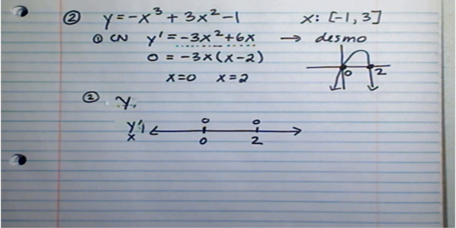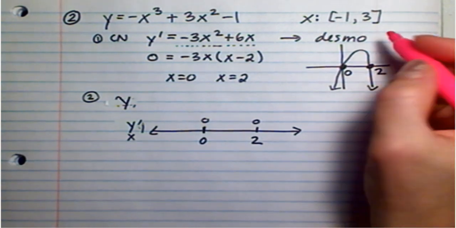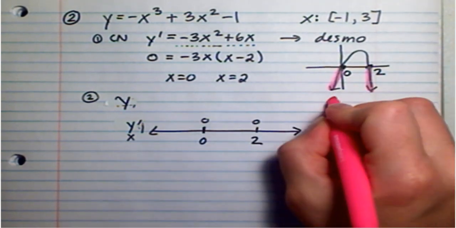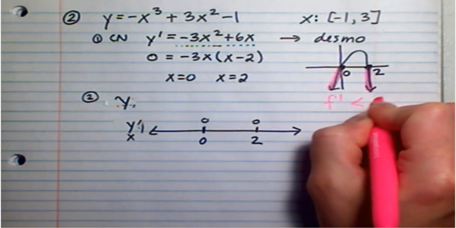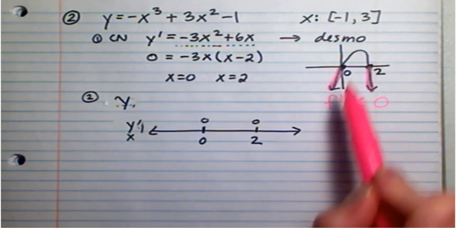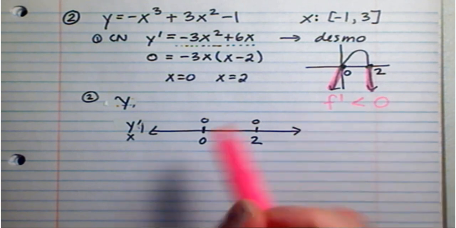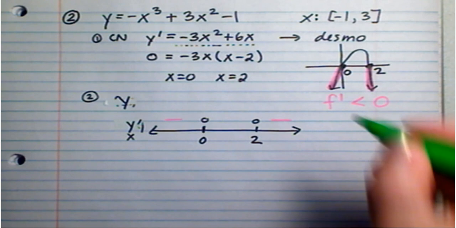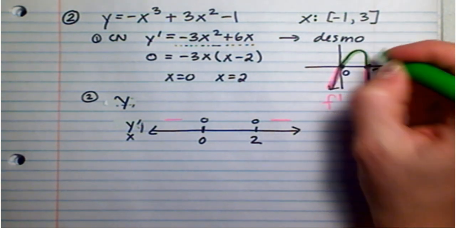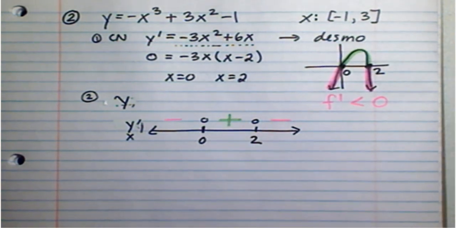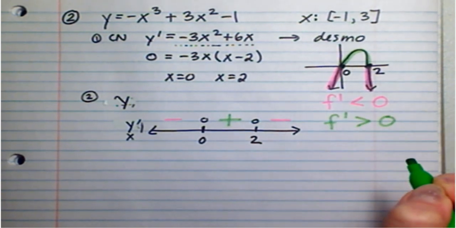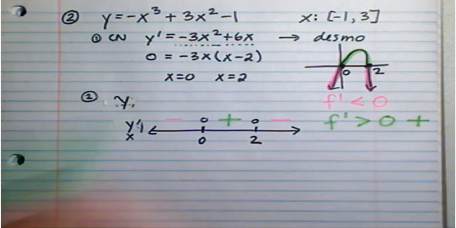So now I'm going to go and check to figure out when it's positive and negative. So the first and third sections is when the y prime graph is below 0, so that means it is negative. And then in the middle section, all right, y prime is above the axes, which makes it positive.